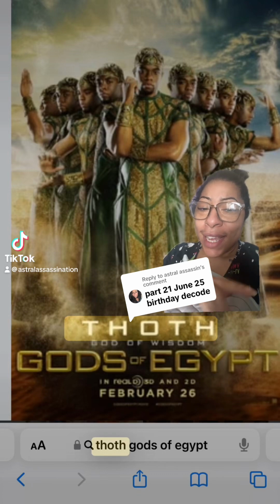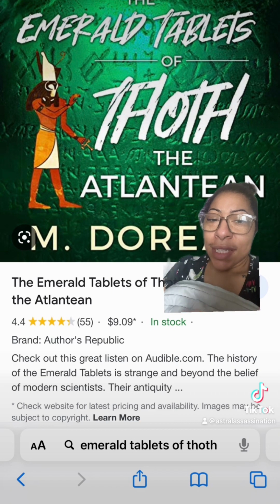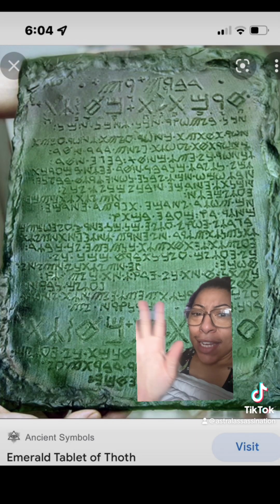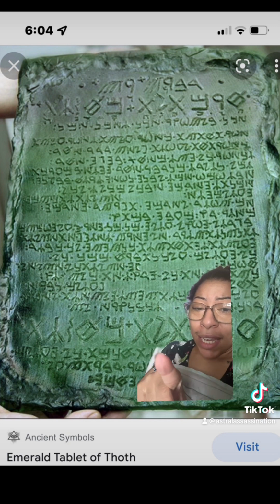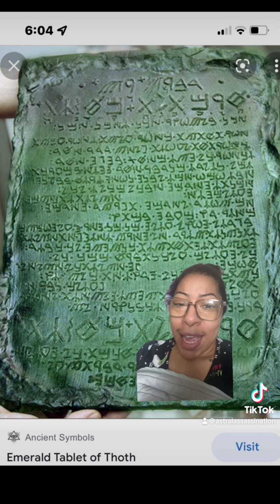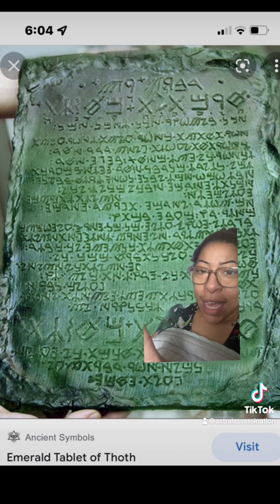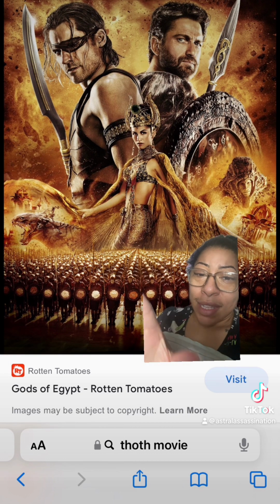Chadwick Boseman was in Gods of Egypt. He played Thoth. So look up Thoth, the Emerald Tablets, the Atlanteans, the Emerald Tablets of Thoth. It looks kind of like the Ten Commandments, but anywho, also like the alphabet in English a little bit, like Z, X, Y. I feel like they made the alphabet mixed with the Atlantean tablet. So when you watch it, different gods and goddesses are represented in the movie.